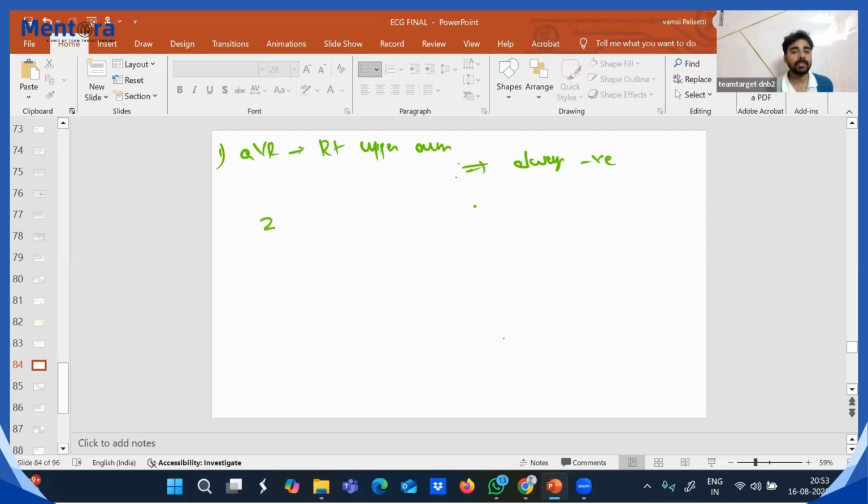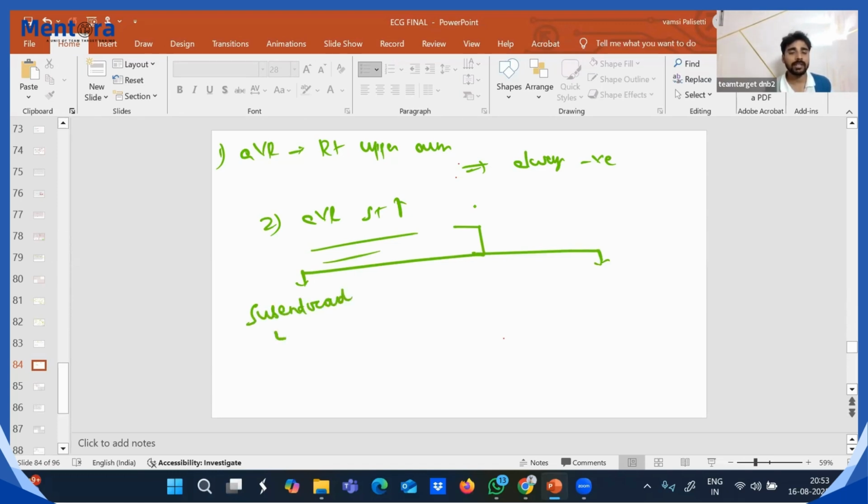So when will you get aVR ST elevation? There are only two conditions. One is diffuse subendocardial ischemia. As I discussed, transmural infarction presents as ST elevated MI, but subendocardial ischemia presents as diffuse ST depressions. That is NSTEMI, diffuse ST depressions. If the left ventricle wall has subendocardial ischemia, in all the leads you see some ST depression, and reciprocally aVR will show ST elevation. That is one entity. Clear?